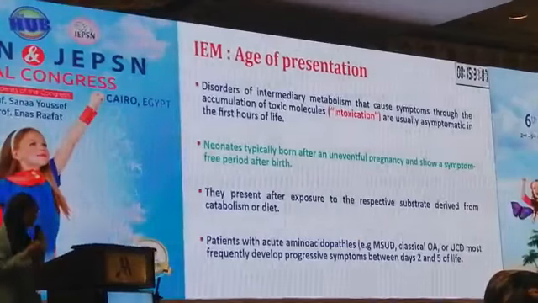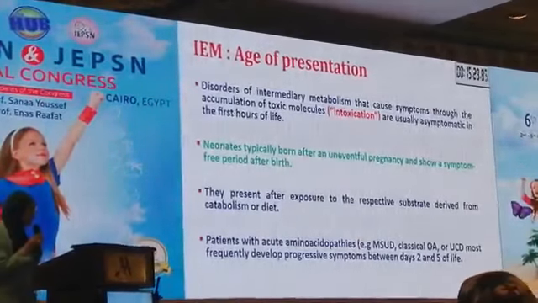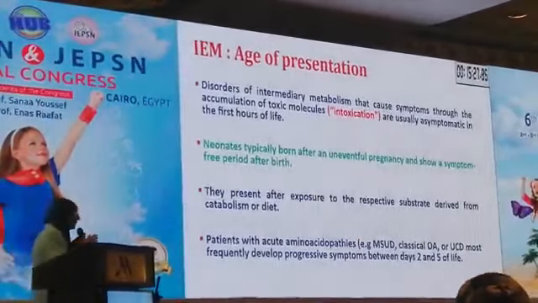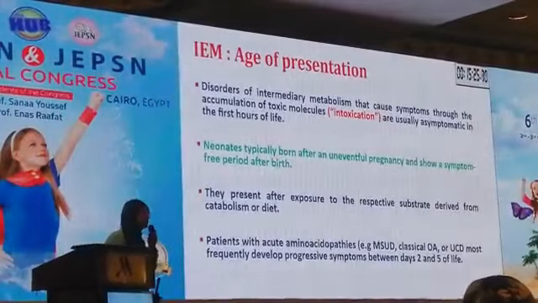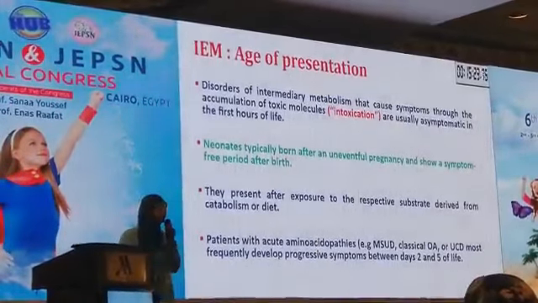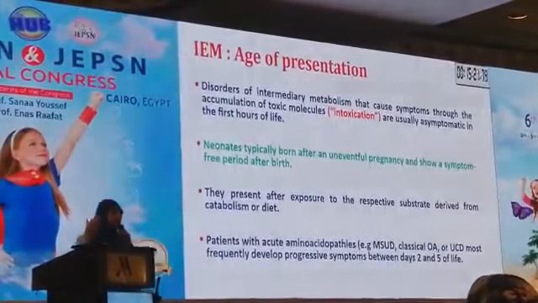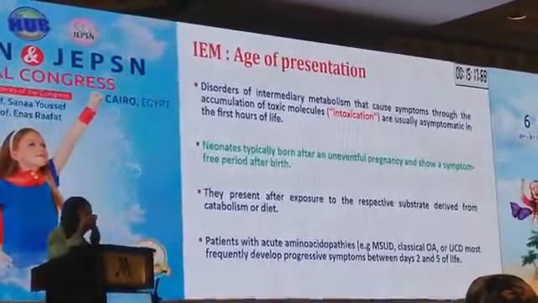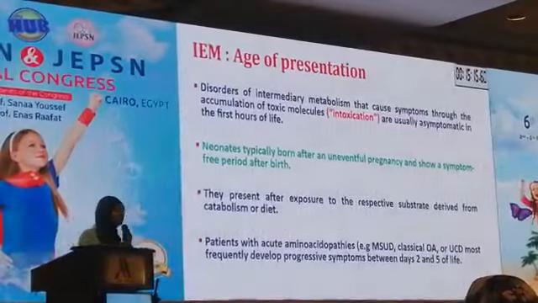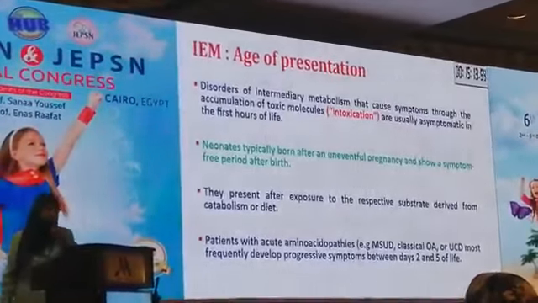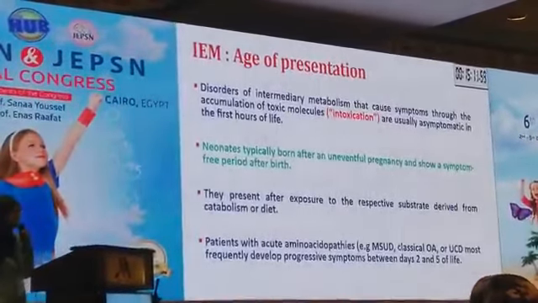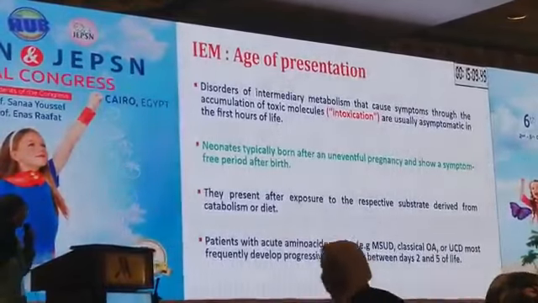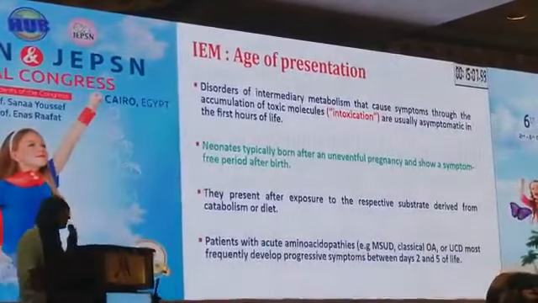They present after exposure to a substrate derived from catabolism or diet, for example, in protein disorders such as urea cycle disorders or maple syrup urine disease. There must be feedings, whether artificial formula or the mother started to feed, then the symptoms appear. Patients with acute aminoacidopathies usually develop progressive symptoms between days 2 and 5 of life.